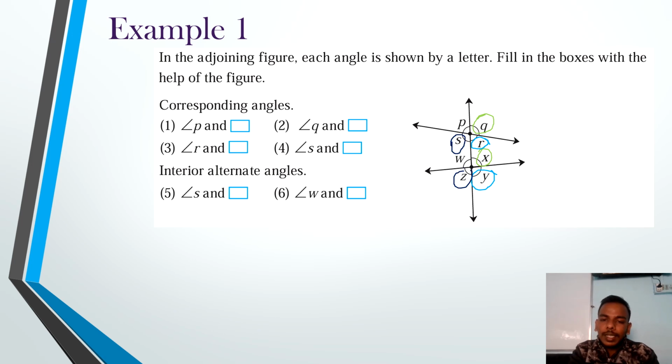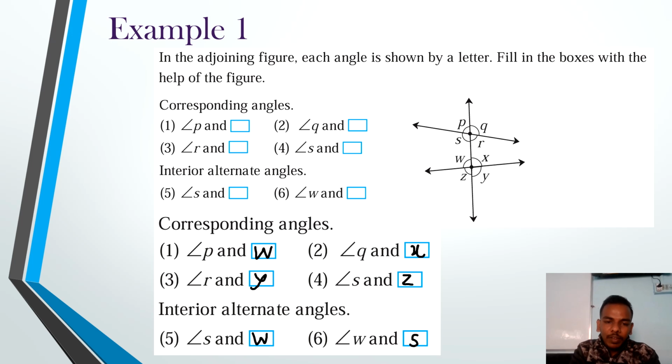So same as S, Z angle is present. So these are called your corresponding angles. Understood this? So P will be corresponding to W, Q will be corresponding to X, R will be corresponding to Y, and S will be corresponding to Z.